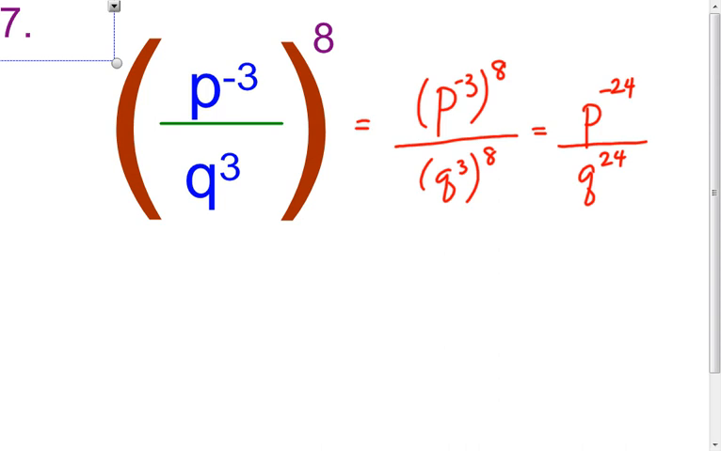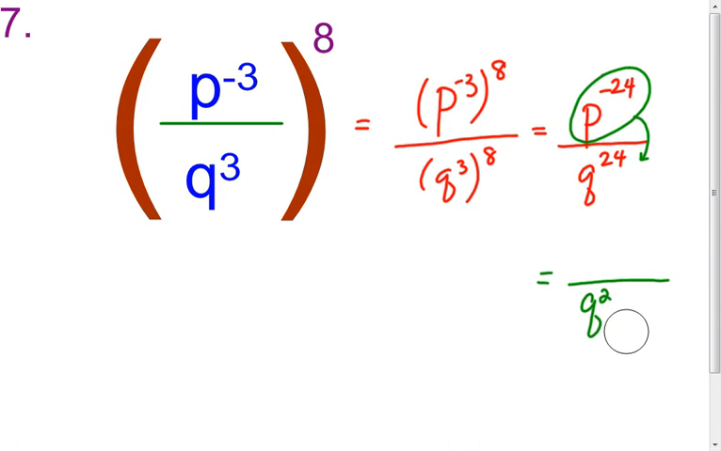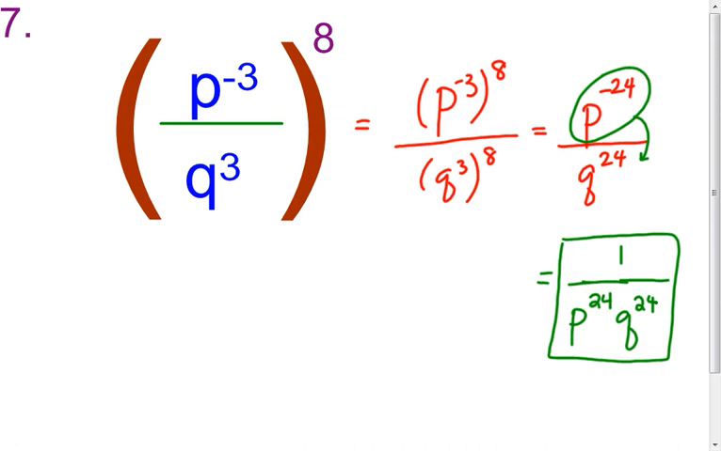And then this p has a negative exponent on it, and so it needs to come downstairs. And so this would become q, and actually I should list the p first so that we have it in alphabetical order. This would become p to the positive 24 and q to the positive 24, and then a 1 on the top because I need a numerator.